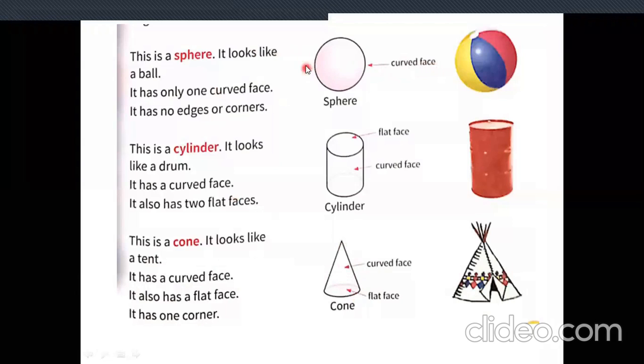Sphere has one curved face, no corners. Cylinder has one curved face and two flat faces. Cone has a flat face, one curved face and one corner. Okay.